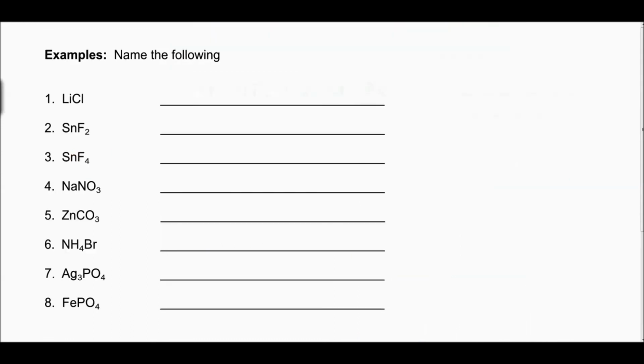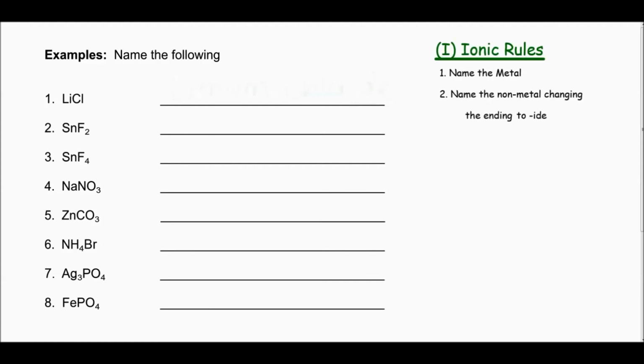As we begin our examples, it's important to realize that there are 3 different categories of ionic compounds. The first category is just regular ionic naming rules. These rules state that you name your metal first, and then you're going to name your nonmetal by changing the ending to IDE. Our first example is a regular ionic compound. First you list your metal, lithium, and then you list your nonmetal, chlorine, changing the ending to IDE, so your final name is lithium chloride.